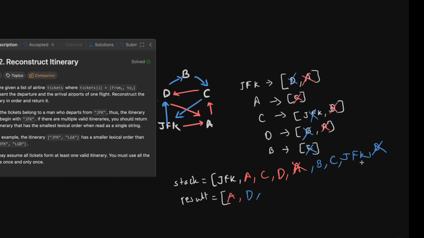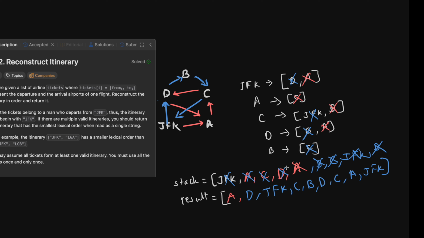Now we go back to JFK. JFK is done, so we pop it and add here, and we keep repeating this for all these nodes. None of them have any more children, so we can't go deep, so we'll keep popping and adding to our result. So I went ahead and created this result list complete.